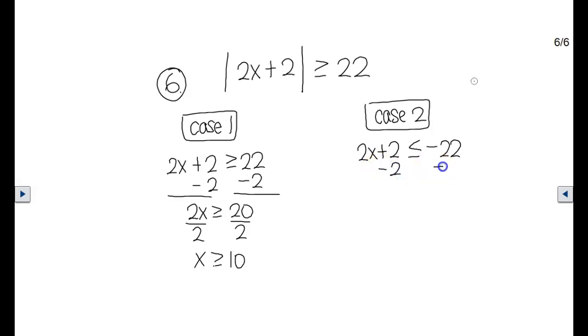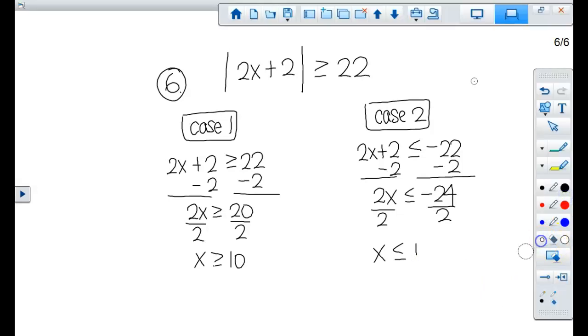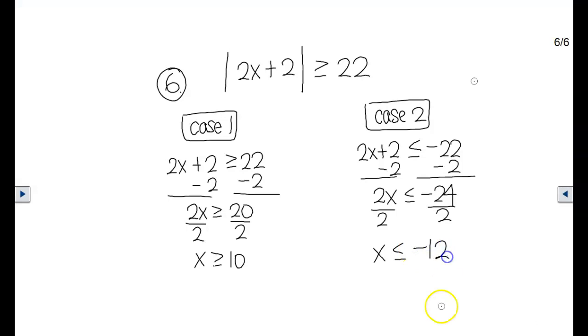Same steps over here, minus 2 both sides. 2x is less than or equal to a negative 24. Divide by 2 to get x is less than or equal to, not to mess up there, x is less than or equal to a negative 12. So when you solved case 1, x should have been greater than or equal to 10. When you solved case 2, x should have been less than or equal to a negative 12.